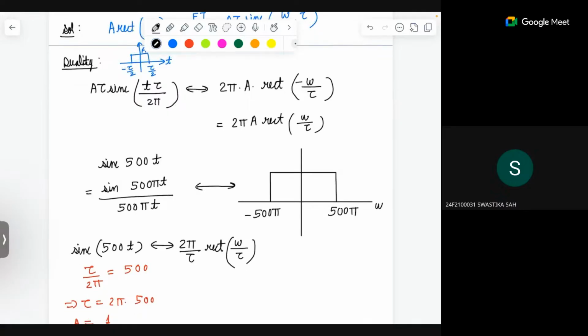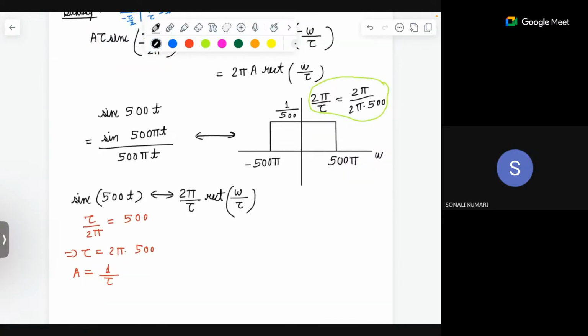Now let us try and write the amplitude. It is 2 pi by tau, which is 2 pi over 2 pi into 500. So the amplitude comes out to be 1 by 500. Is this clear? Yes, ma'am. It is clear to others also, Jay, Sonali, Swastika, Abu. Okay, so this we did for sinc 500t.